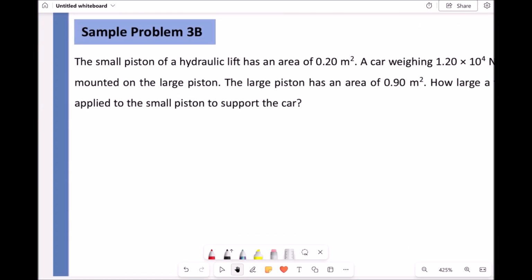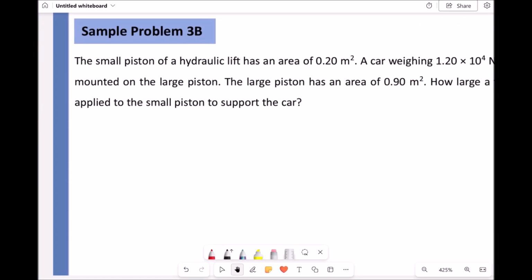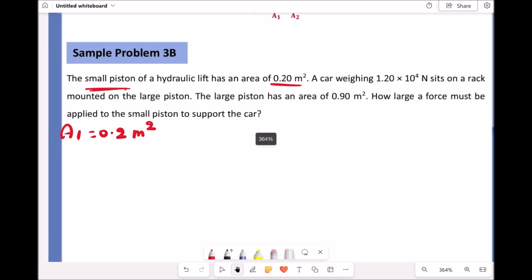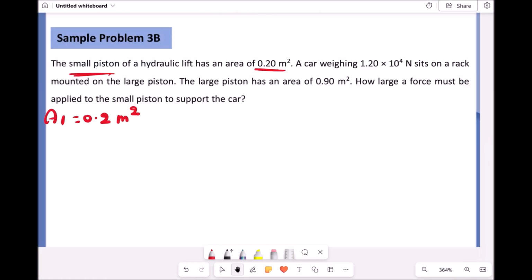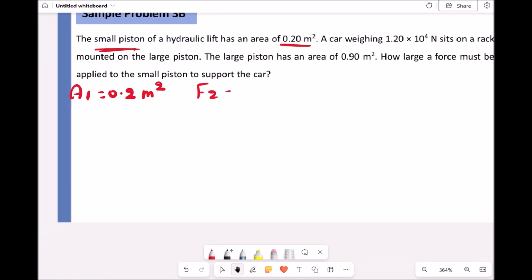We have sample 3A. The small piston of a hydraulic lift. Do you remember, guys? We said the small piston has area 1, which is equal to 0.2 meter squared. It says the small piston. A car weighing, whenever it says a car weighing, it's put on this side, so this is F2, and it has the unit of Newton, so you know it's force.